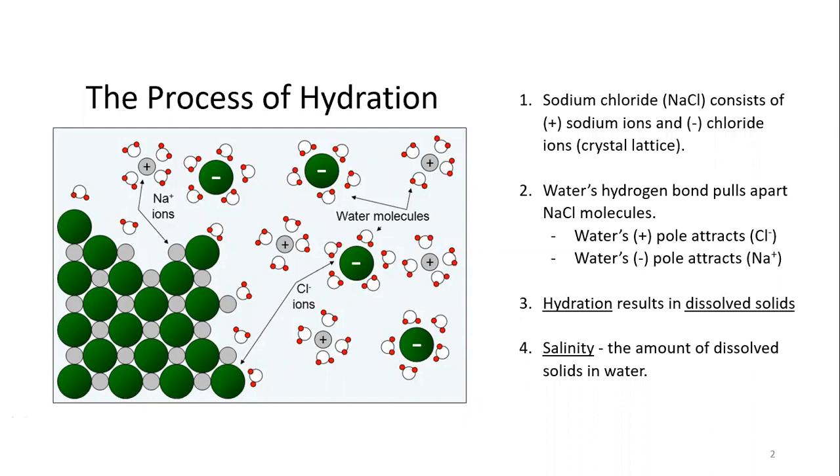Water's hydrogen bond, which is stronger than the ionic bonds, pulls apart the individual sodium chloride molecules, where water's positive pole attracts the negative chloride ions, and water's negative pole attracts the positive sodium ions. This process is called hydration and results in dissolved solids in water. Salinity is defined as the amount of dissolved solids in water.